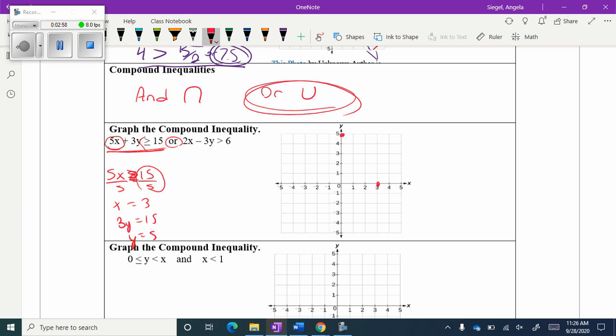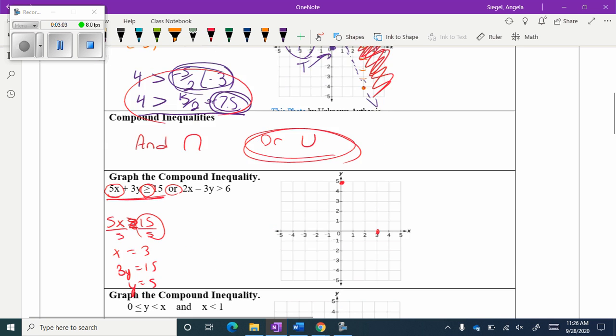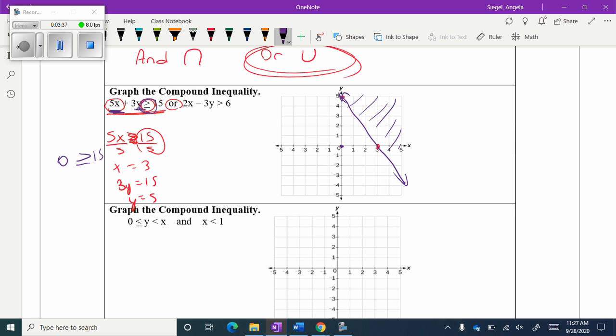Now I'm interested in this. So again, just like this one up here where we used a test point, I'm going to use the same test point here. So I'm going to use 0, 0. And one more thing, it's greater than or equal to, so I'm going to do a solid line. Okay, now, so 0, 0. What's nice about standard form is that when you plug in 0 here and 0 here, it just becomes 0 is greater than or equal to 15. So that, again, is false. So I'm going to just kind of lightly shade here.